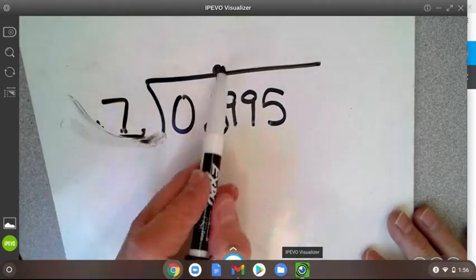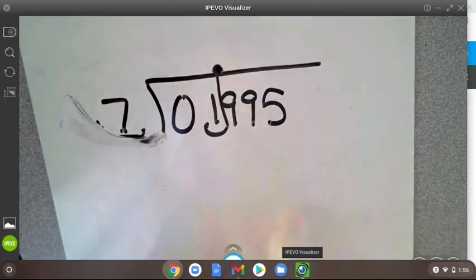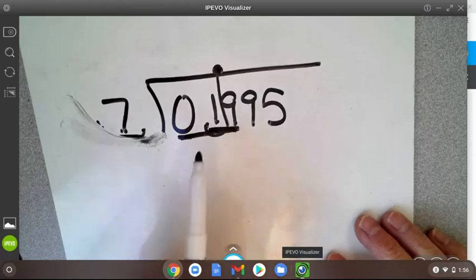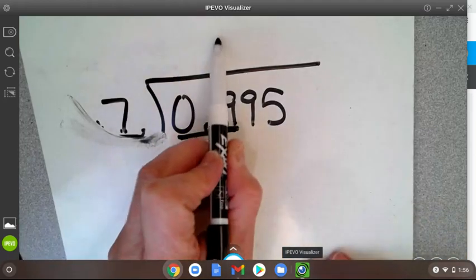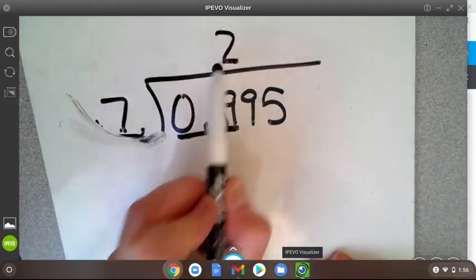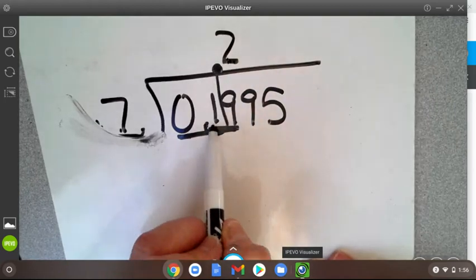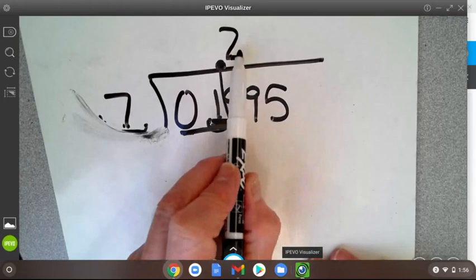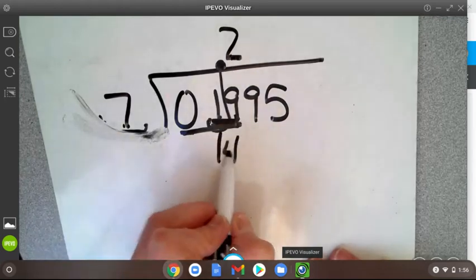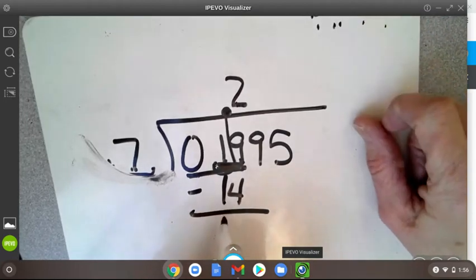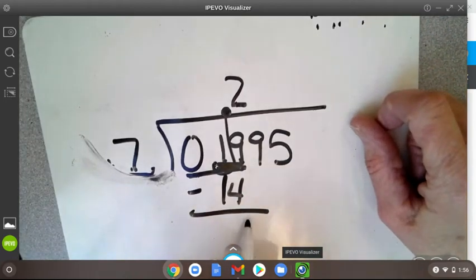7 can't go into 0, can't go into 1. It goes into 19 2 times, because 2 times 7 is 14. I'm going to write that 2 right above the 9 because it's going into 19. 2 times 7 is 14. Subtract. 19 minus 14 is 5. Bring down the next 9.